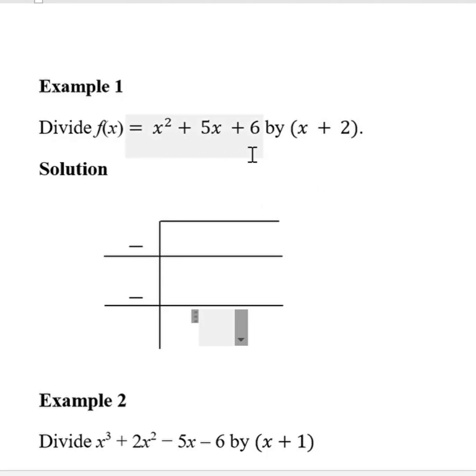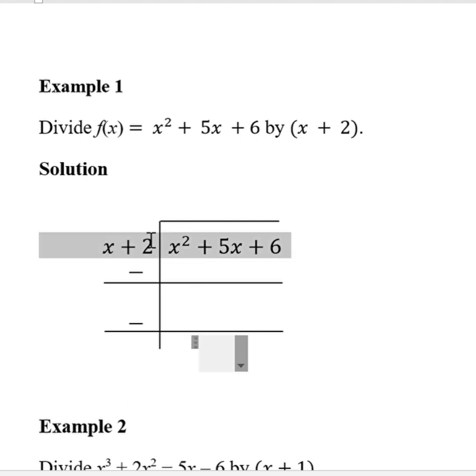You bring this dividend inside here and the divisor outside here. Then consider this first term, x squared, divided by the first term here, which is x. That gives you x. Write it up here.